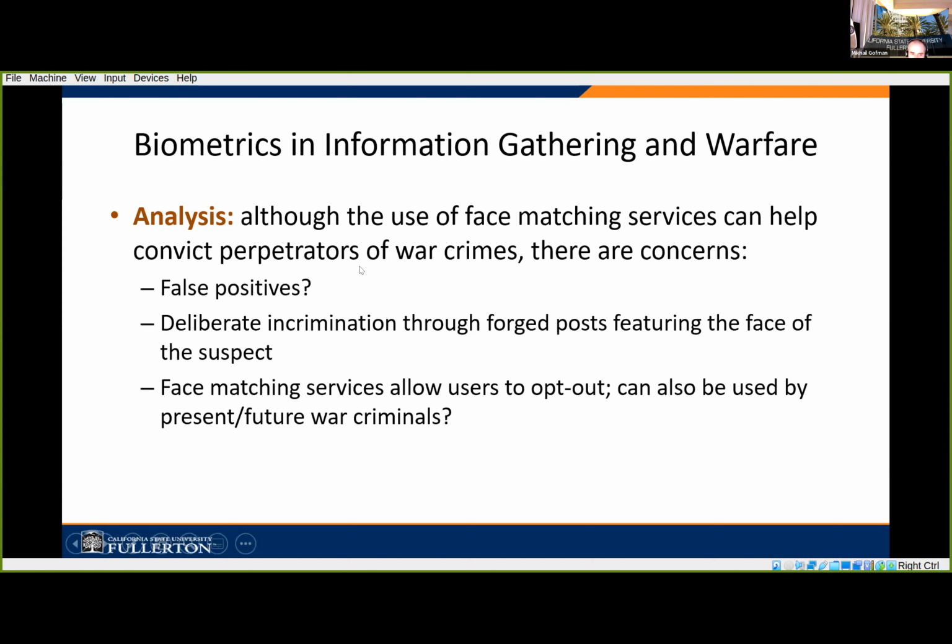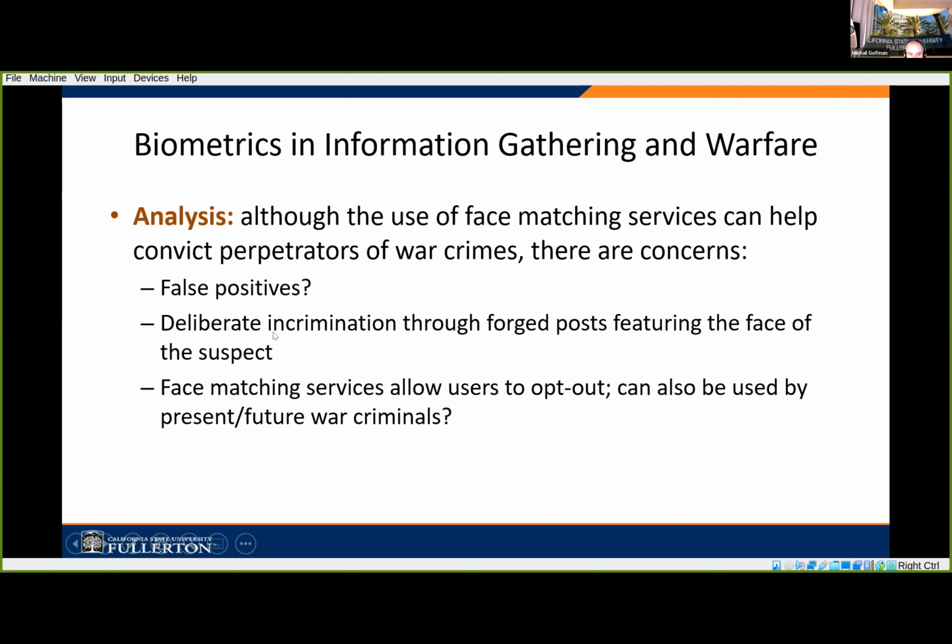So, analyzing this, although face matching can definitely help to ensure accountability and sort through and gather evidence for war crimes, there are some concerns. One is false positives. Any face matching technology is prone to generating at least some false positives, and in this case, it can have serious consequences. For example, if a Russian captive is captured by the Ukrainian army and a face matching service falsely matches them against a photo of war crimes, they may be falsely convicted and suffer the consequences.